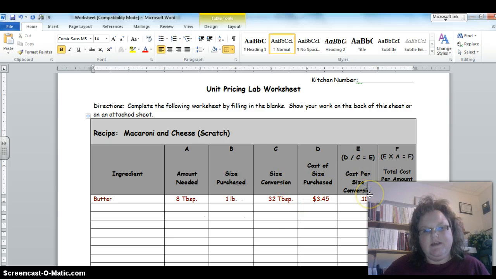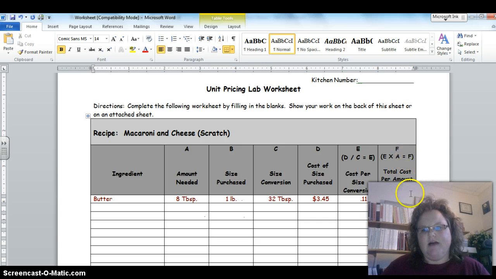Now when you get over to E, what I'm asking you to do is take the $3.45, what you have in D, and divide it by C. So you would take $3.45 and divide it by 32 tablespoons to figure out your cost per tablespoon. The cost per tablespoon actually comes out to 0.107, and if you remember your rule of rounding, the 7 is going to move the 0 up to 11 cents. Because when we go to the cash register, we're not going to pay with 10.5 pennies. We're going to pay with 11 cents.